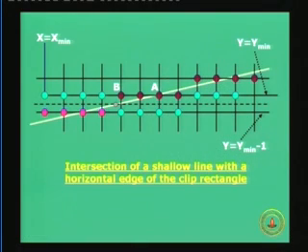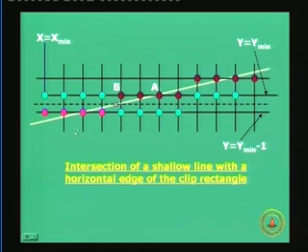We are talking of the intersection of a shallow line with the horizontal edge of the clip rectangle. The left edge of the clip rectangle is x equal to x min, and the horizontal edge is the y equal to y min line, as marked here. There are three lines shown: y equal to y min plus 1, y equal to y min, and y equal to y min minus 1. So y equal to y min is the horizontal clip edge, and the left edge is x equal to x min. What we want to do now is to clip the line and show points of the line which are inside the clip rectangle.